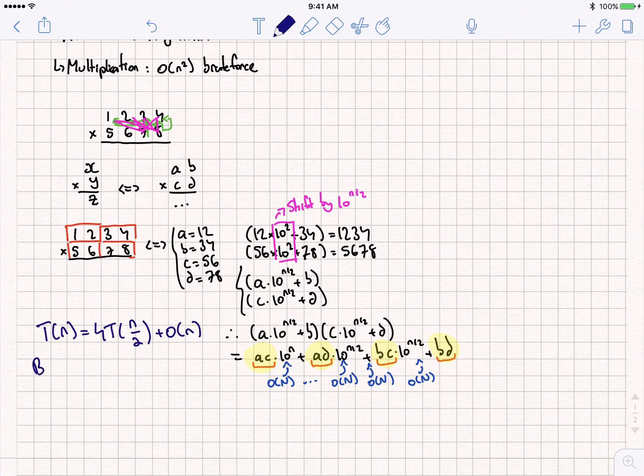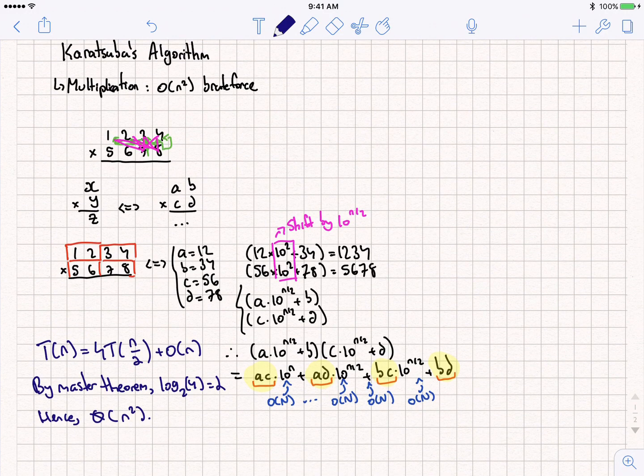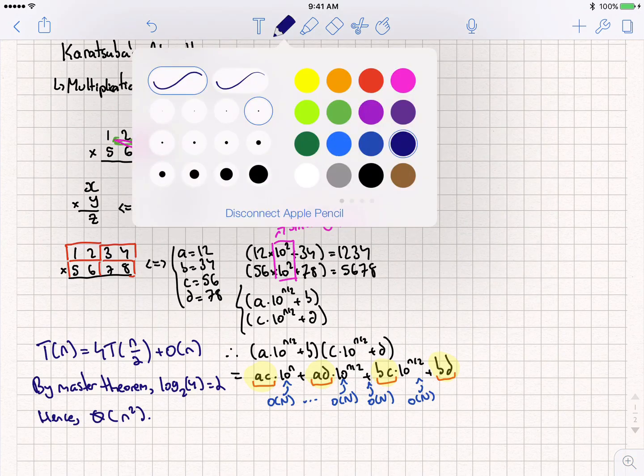Well, we have by Master's theorem that log base 2 of 4 is 2, hence we have a bound of n squared. Well, as you can see, we didn't actually get any better. So obviously something went wrong, or our algorithm's just not efficient yet. But we can see that since we're dividing it into 4 smaller parts, we're not actually getting any better time complexity.